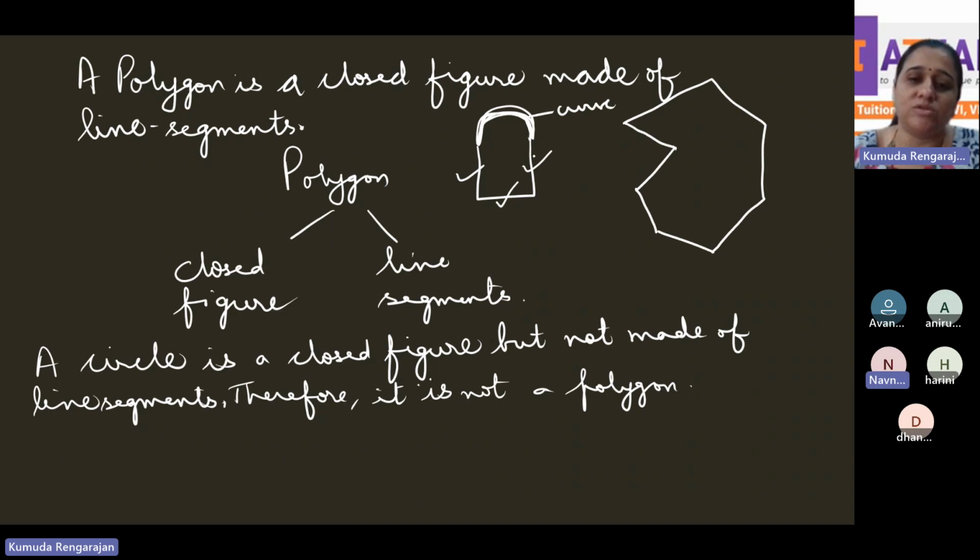But is it a closed figure? Yes, ma'am. It's a closed figure, but not made up of line segments. So it's not a polygon. It's a closed figure. There are three line segments.